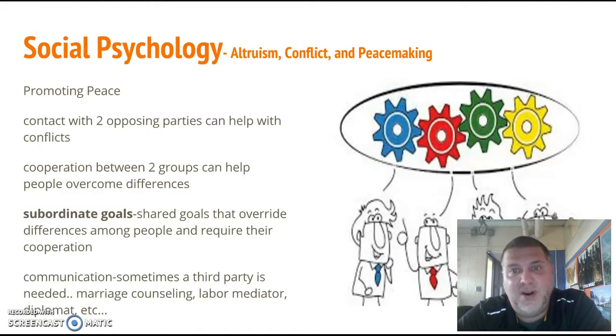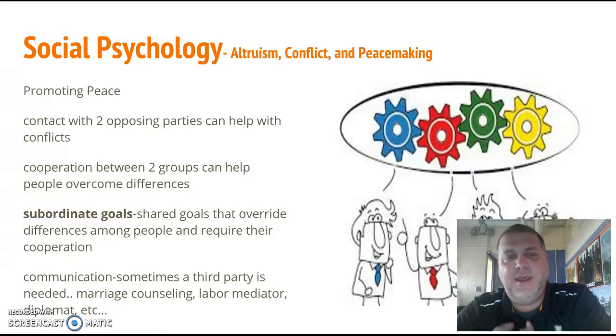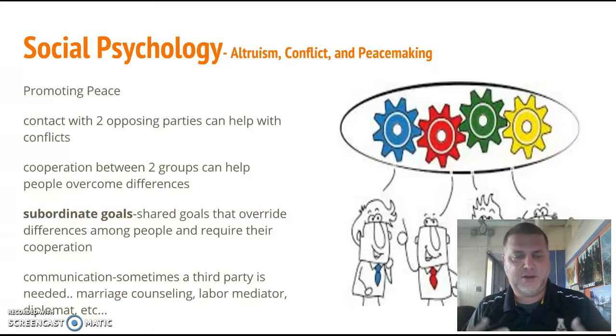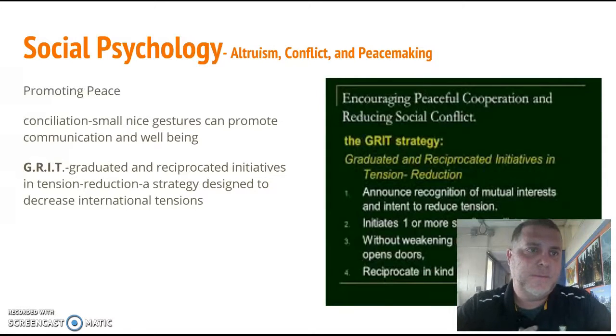Communication: sometimes you need a third party, a mediator, an arbitrator, somebody to come in and sit down with both parties, talk to them, and try to figure out what's going on and what they can do to help. And sometimes these people can help foster communication by overriding all the other emotions that sometimes come into play and getting to the true issue at hand.